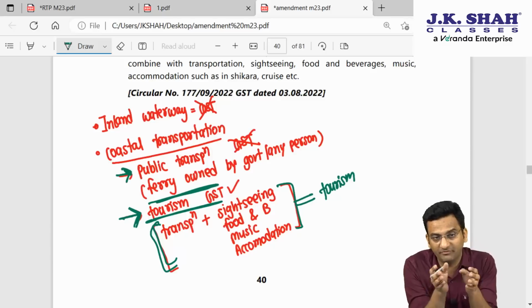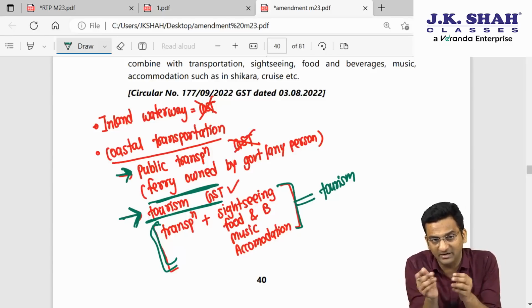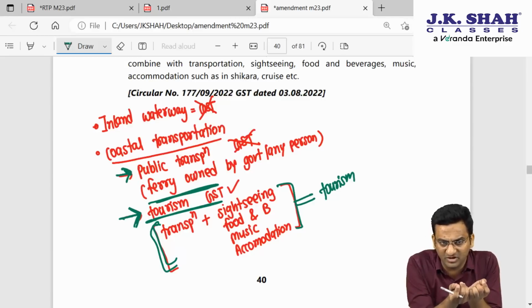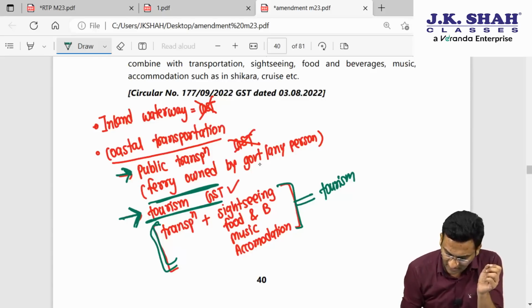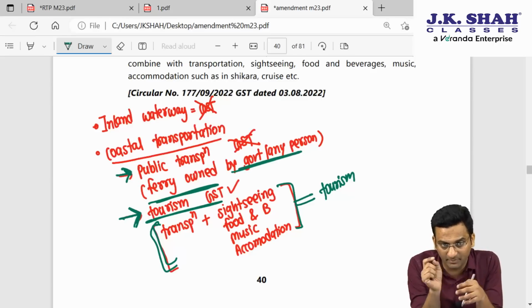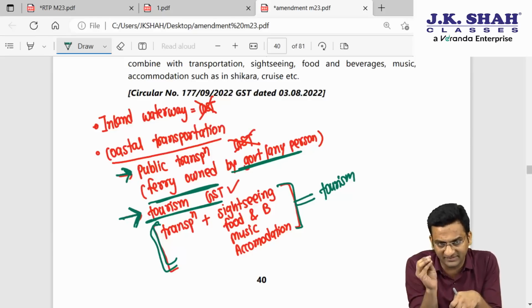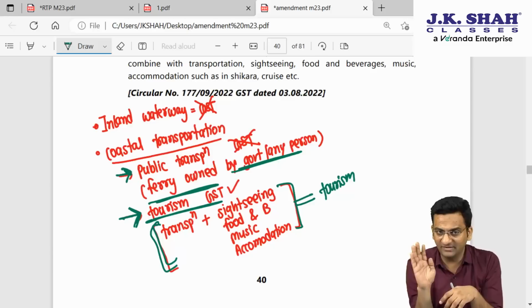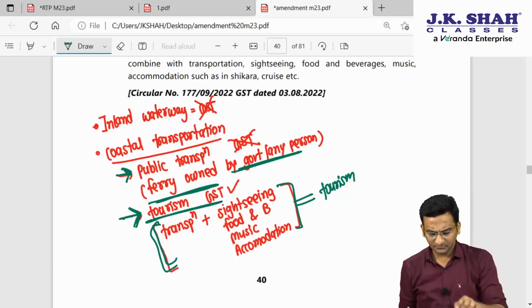Suppose a few passengers are transported from one island to another island, then it will be treated as public transportation if there is no sightseeing, food and beverages, music, accommodation, etc. Even if the ferry is owned by the government or any person, it will be exempted, friends. For public transportation there is an exemption, for tourism purposes it will be taxable. So friends, inland waterways exempt, coastal transportation, public transportation exempt, tourism purposes it will be taxable.